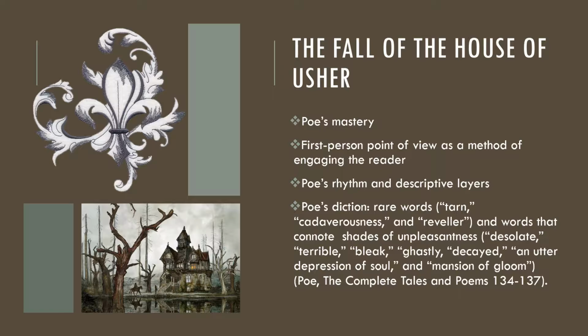To make his style even more unique, Poe uses a lot of rare words: tarn, cadaverousness, and reveler. The author uses a certain diction in order to create an atmosphere of pressure and gloom, choosing words that connote all the shades of unpleasantness: desolate, terrible, bleak, ghastly, decayed, and utter depression of soul, and mention of gloom.